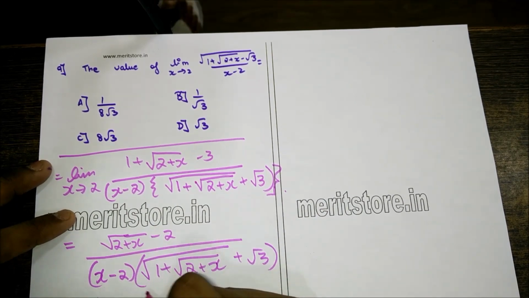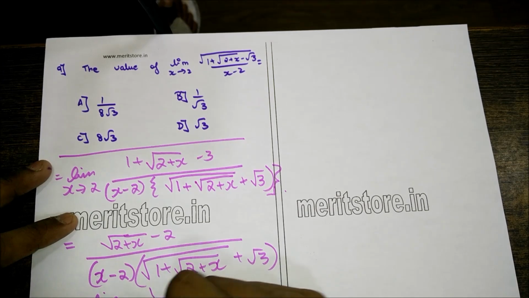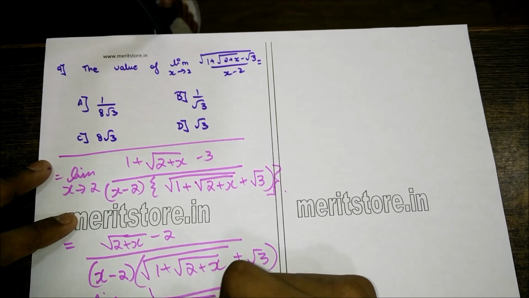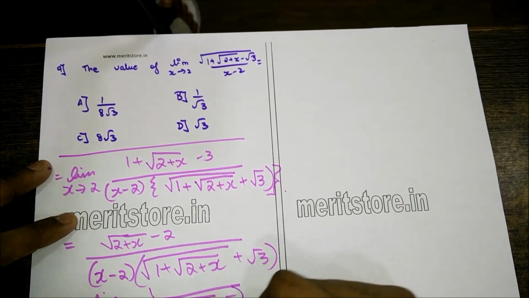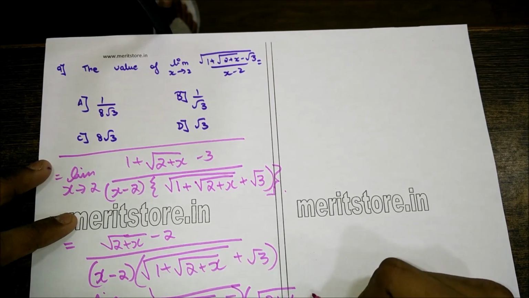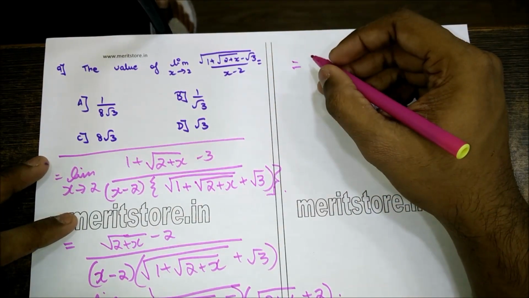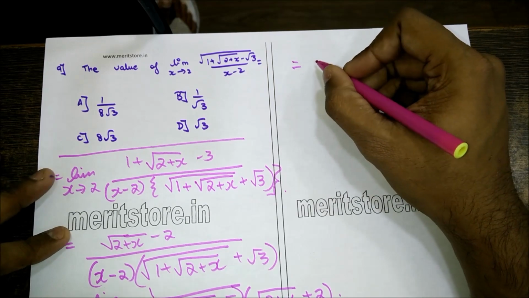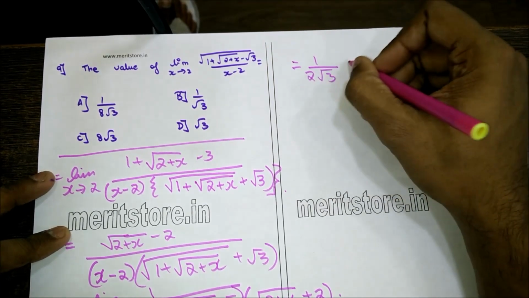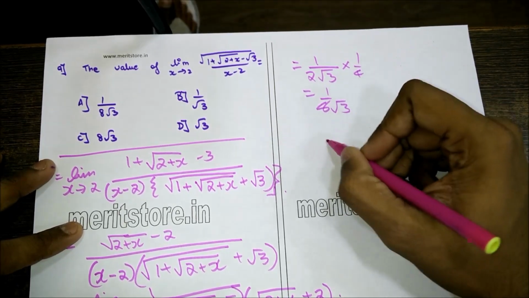Now that equals, we could take it as 1 upon the limit of x tends to 2 root of 1 plus 2 root of 2 plus x plus root 3 into 2 plus x plus 2. When we take the limit of x tends to 2, we get 1 by 2 root 3 into 1 by 4, which is equal to 1 by 8 root 3, option A.